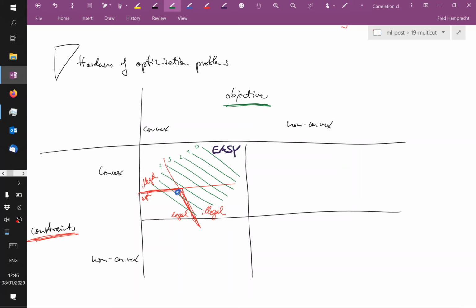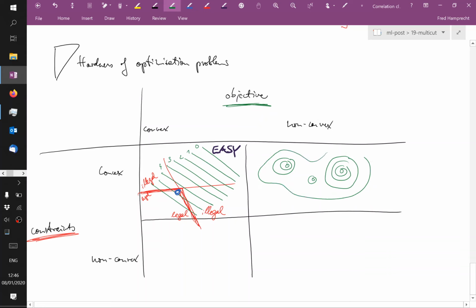If, on the other hand, the objective is non-convex, so I'm inventing something here, something which has a few minima. Think of this as a topographic surface. And what you see here are distinct minima.